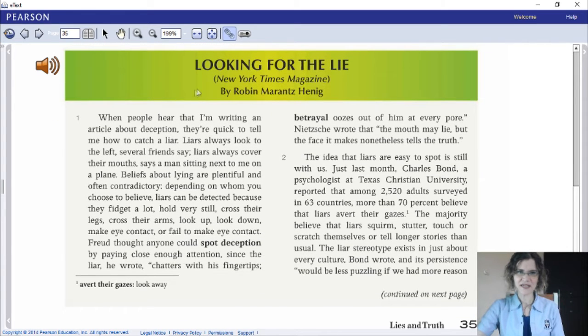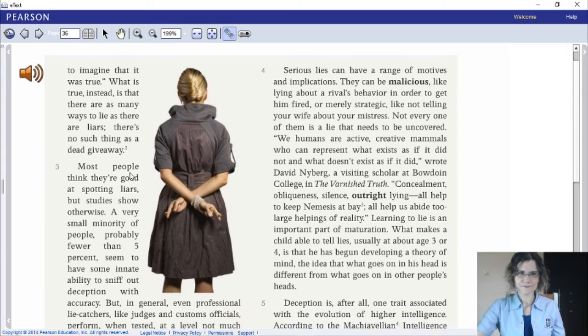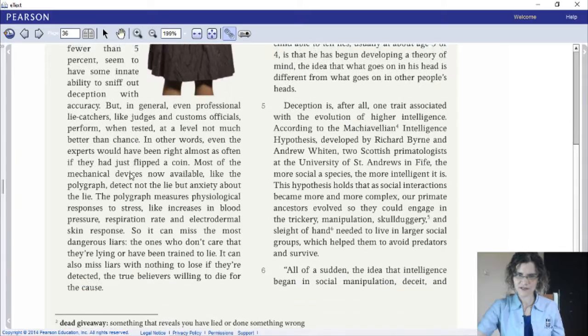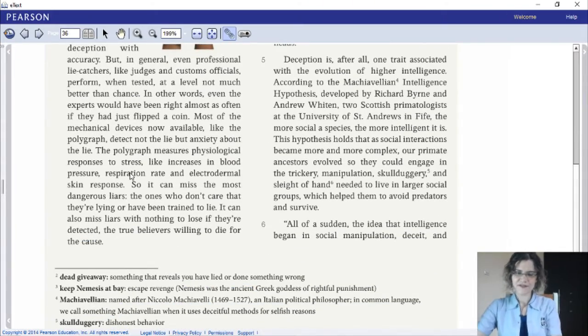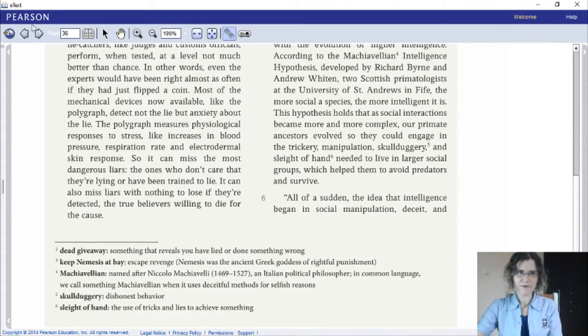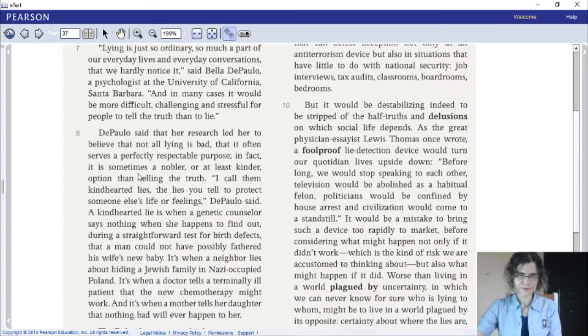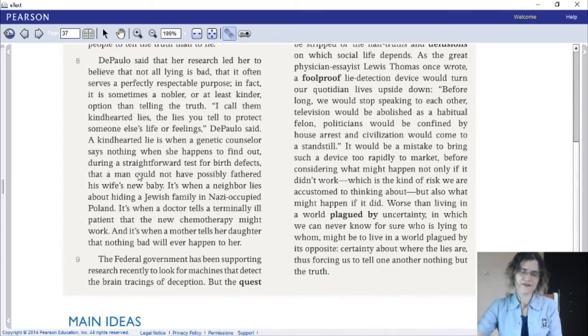Now here we can see Looking for the Lie. So this is the title in New York Times Magazine by Robert Morant Hennig. There's a picture of a lady with her fingers crossed. We have several paragraphs. It's quite a long text. And there we go.